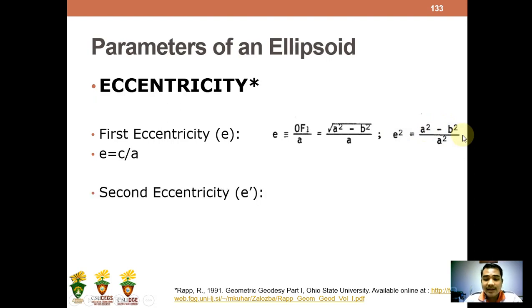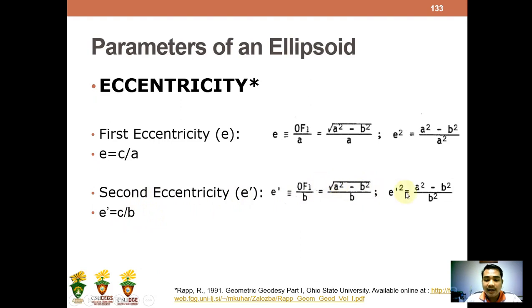We also have the second eccentricity, denoted as e prime. The second eccentricity is equal to c over b. Earlier it was c over a, now it is c over b. Again, c is equal to the square root of a squared minus b squared, all over b.